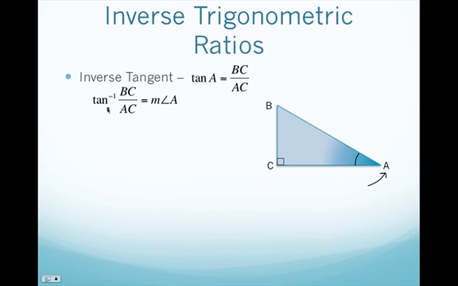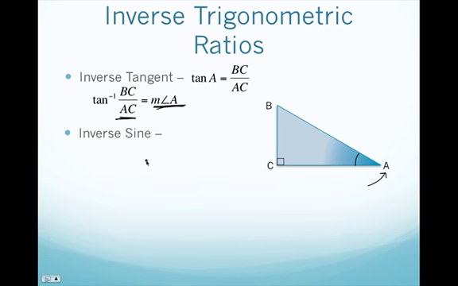You'll find this function on your calculator if you press second tangent. So tangent inverse, or the inverse of tangent, of opposite over adjacent. So like we've got here, BC over AC will give you the measure of angle A. That's what the inverse function does.